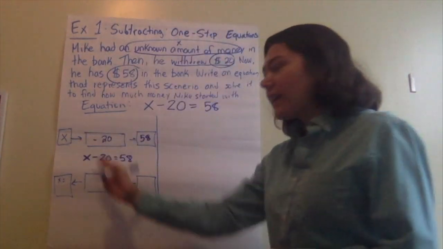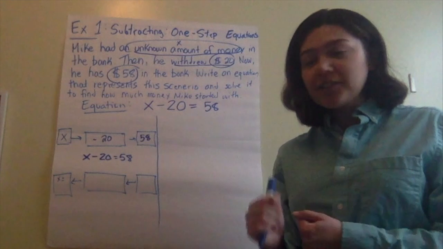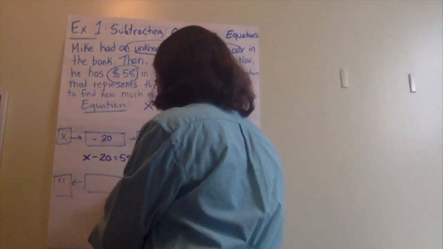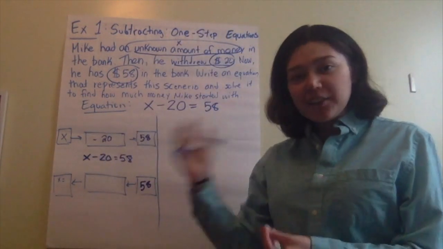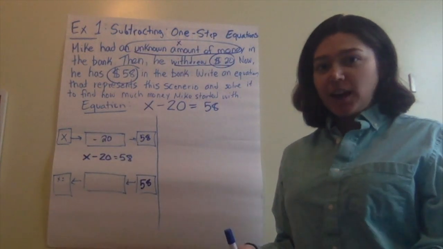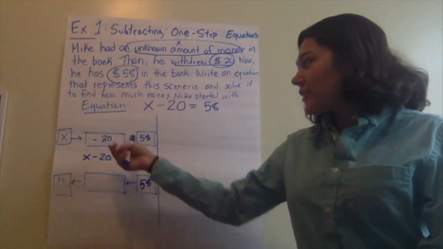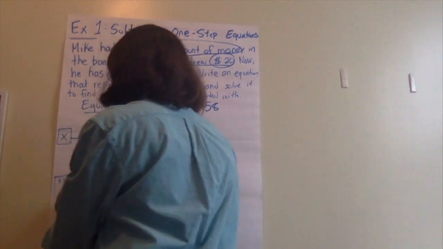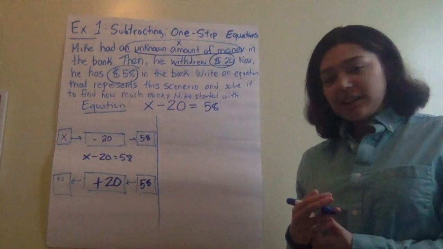So that's just thinking about what's going on in the problem. Now I need to undo that process to figure out what x is. So I have $58. Working backwards, I need to undo subtracting 20. In other words, what's the inverse operation of subtracting 20? Well, the inverse of subtracting is adding. So to undo subtracting $20, I'm going to add $20. And thus, that's going to end up giving me my answer.